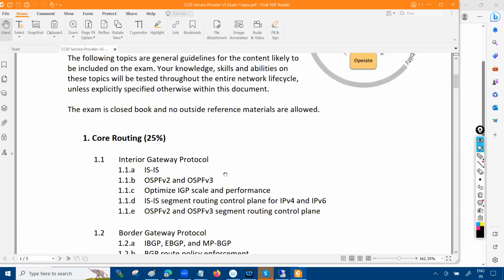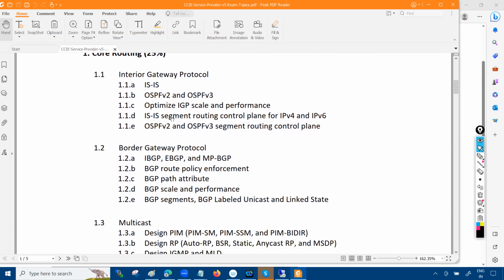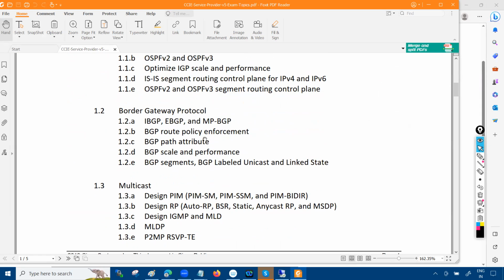If you see the 25% core routing, that deals with IS-IS, OSPFv2 and version 3, that's for IPv6, right? How you can optimize your protocol, tuning the timers, and how we can deal with segment routing in the IS-IS protocol, and this one too, OSPF. Then we have to go with the BGP protocol, how we can do BGP LU. BGP LU is different in iOS and IOS XR.